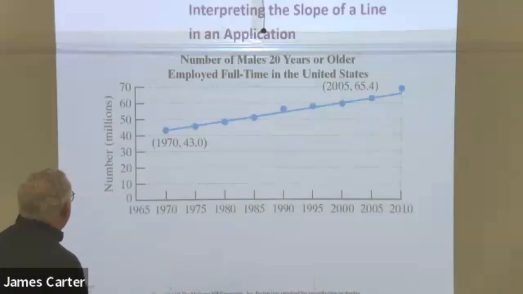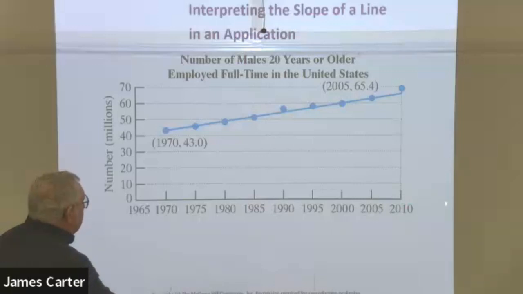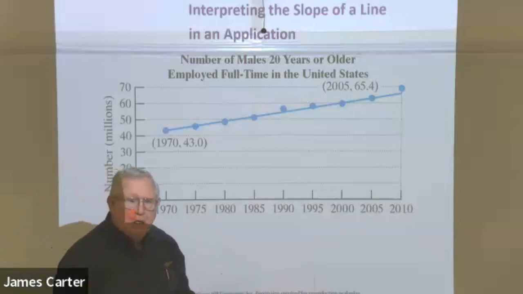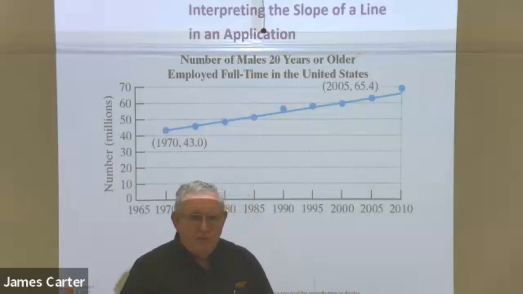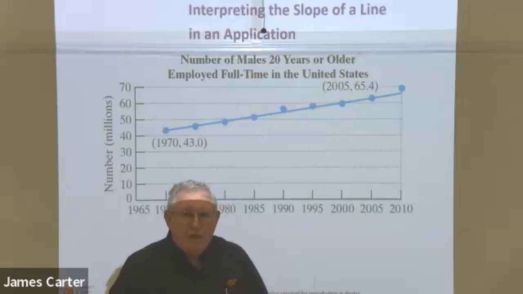Well, here's your graph. What if you wanted to know about 1995, or what if you wanted to know about 2024? Well, if you continued this line, you could predict how many workers there would be in 2024 if there weren't some major event like COVID, for example.